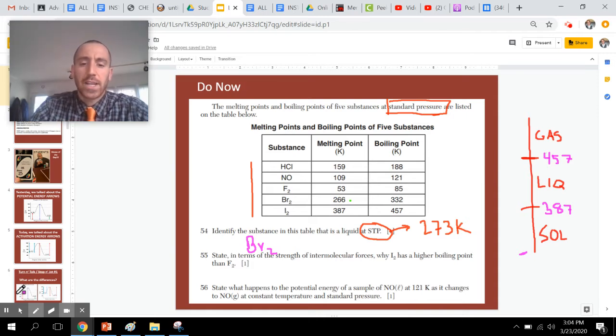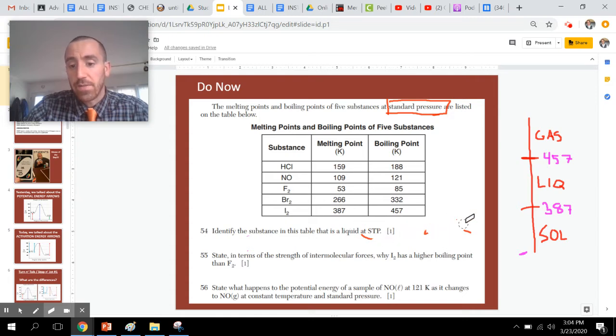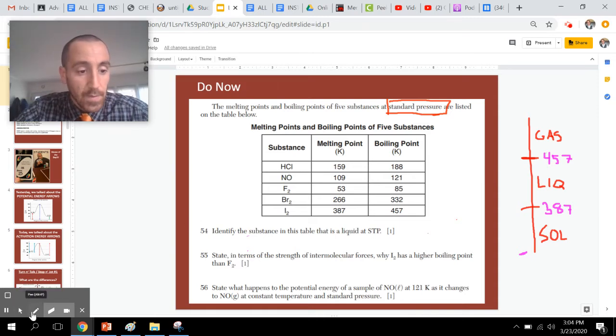State in terms of intermolecular forces why I2 has a higher boiling point than F2. This is a question that we talked about. I remember a single lesson that we talked about a while ago in the physical behavior of matter. In this question, it's as simple as this. The stronger the intermolecular forces of attraction, the higher the boiling point, the more energy it takes to boil.